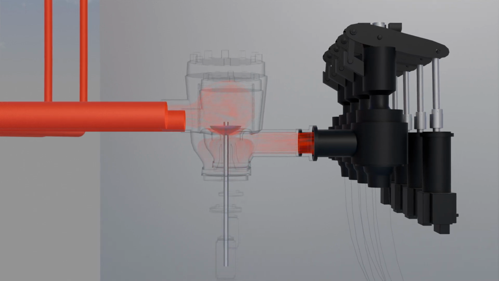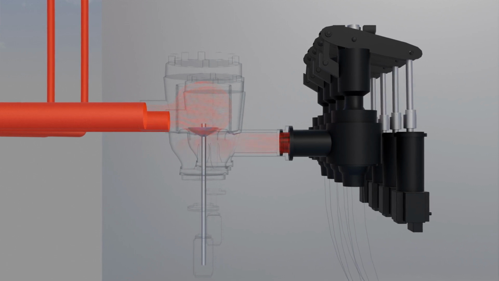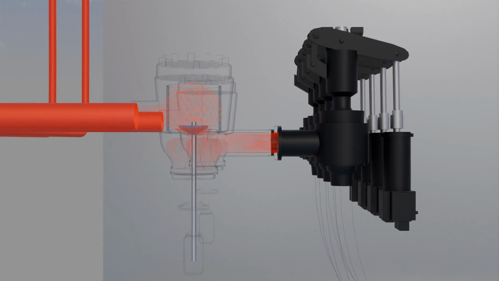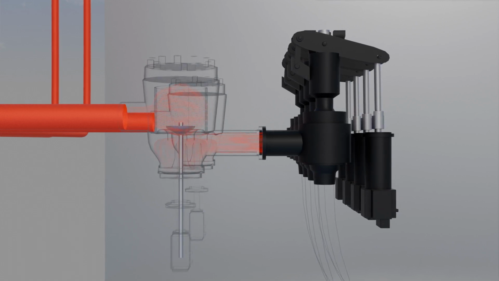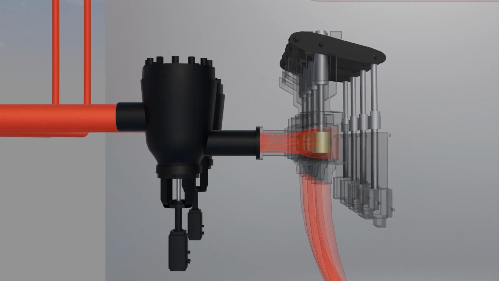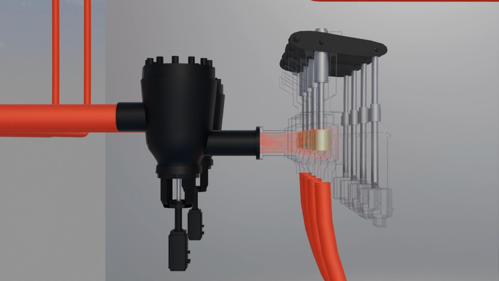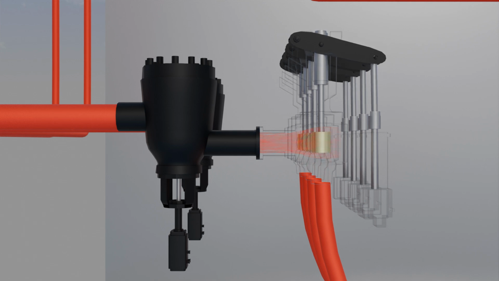In emergencies, it quickly shuts off the steam supply, protecting both the turbine and the system. When fully open, it allows maximum flow for optimal turbine operation. Controlled by the plant's automated systems, the valve responds rapidly to changes in pressure and temperature, ensuring safe and efficient operation.